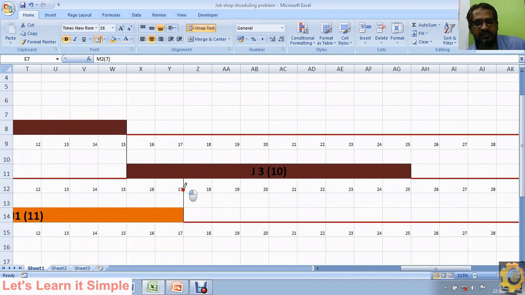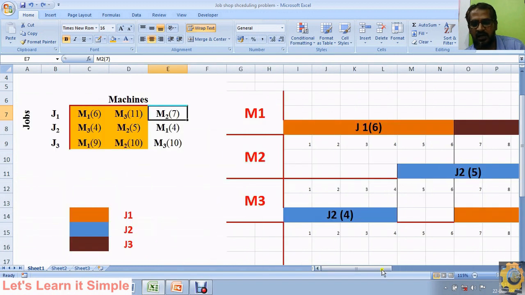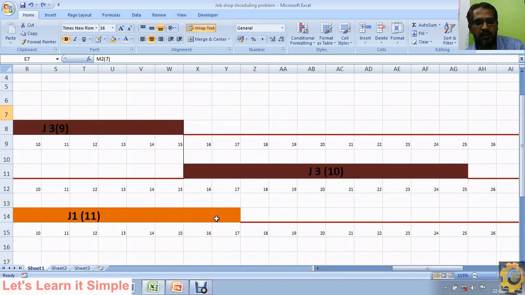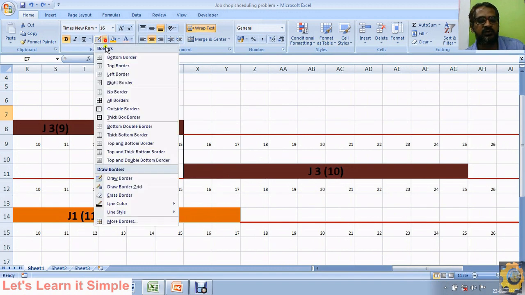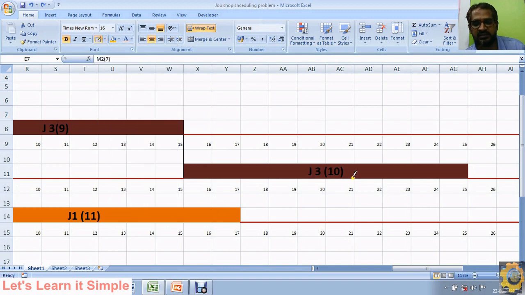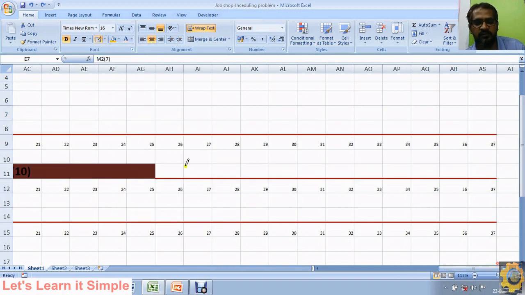at the 17th minute, job 3 is being processed till the 25th time unit. Therefore, I cannot allow job 1 to process in machine 2 at the 17th minute. So I need to wait till that third job is finished. Therefore, from here I can start. I'll repeat again.